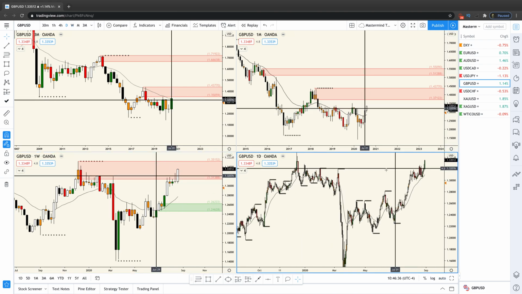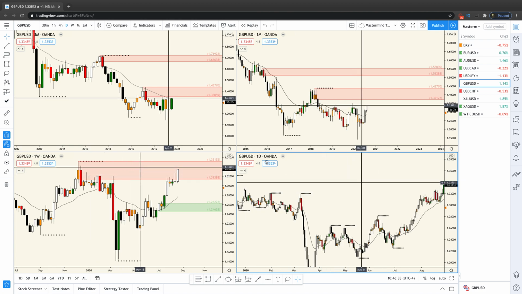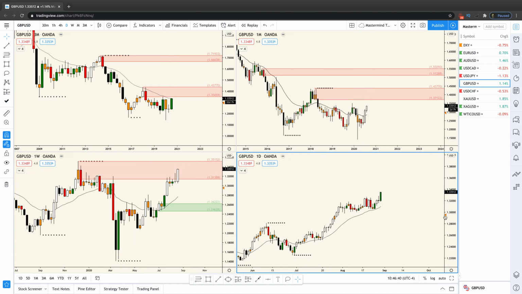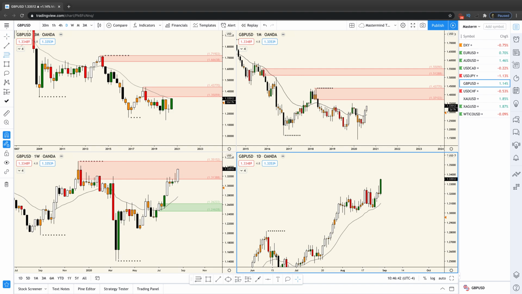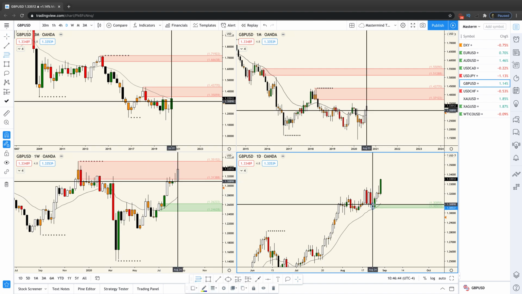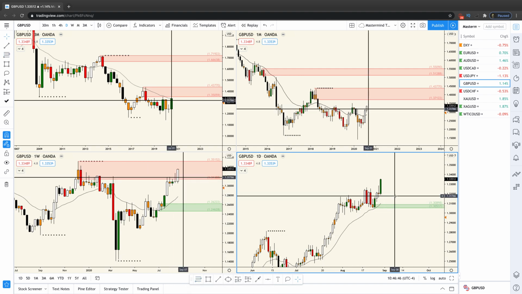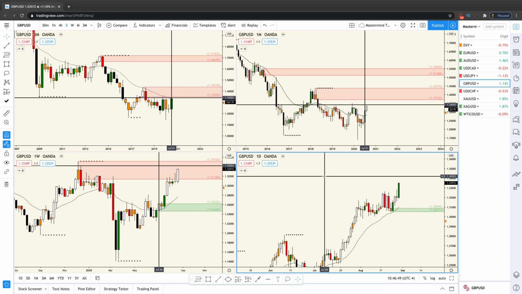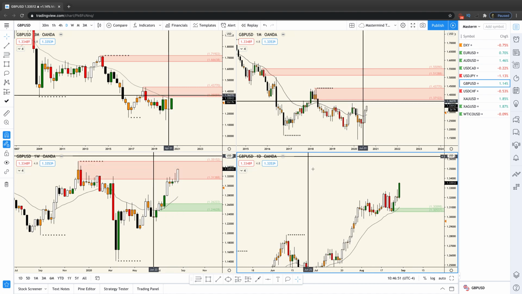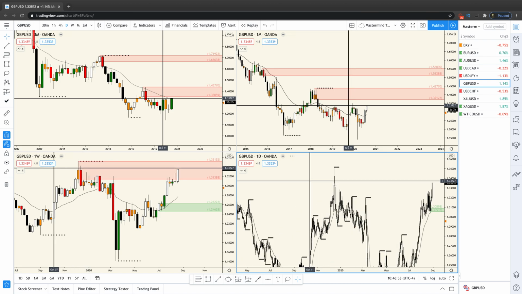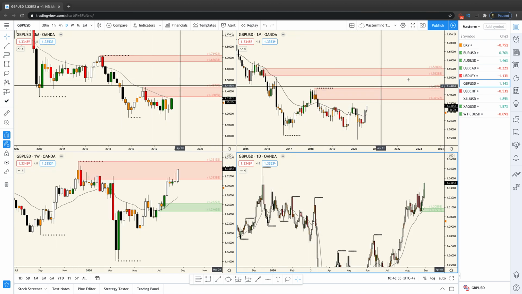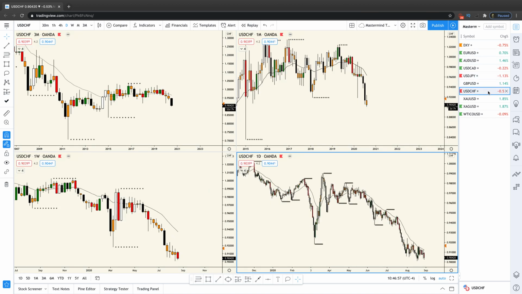As far as the daily goes, maybe I won't update the daily as much because the dailies will kind of be like our entry time frame on here. So I don't want to be messing around with that too much because things will change. We'll get new daily confirmation areas. Well, I'm not going to be updating these bigger time frames that much.